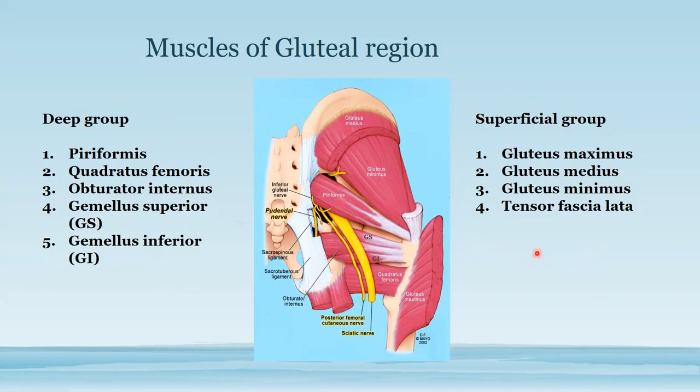And superficial is superficial. So the deep group are 5 muscles: the piriformis, the quadratus femoris, obturator internus, gemellus superior, and gemellus inferior. While for the superficial group, you have 3 gluteus muscles, the gluteus maximus, medius, and minimus, and another one is the tensor fasciae lata.